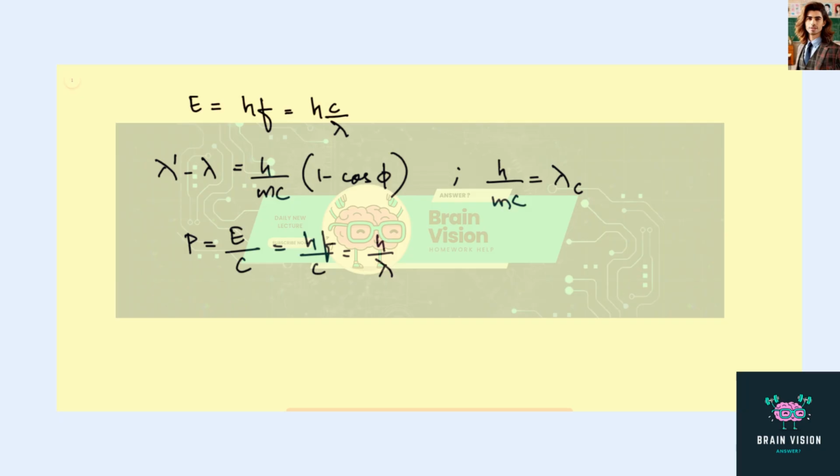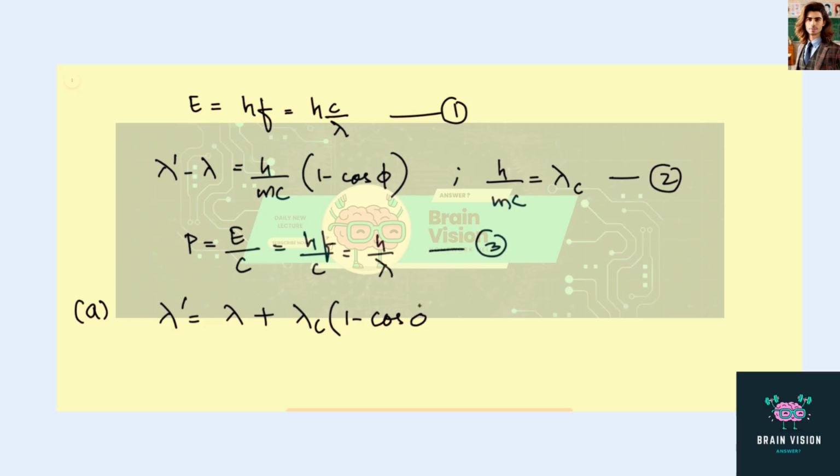Now let's jump over to the first part of the problem. So we will use equation 2 here. According to equation 2, we can find lambda dash to be equal to lambda plus lambda c times 1 minus cos phi, and phi is 180 degrees over here.